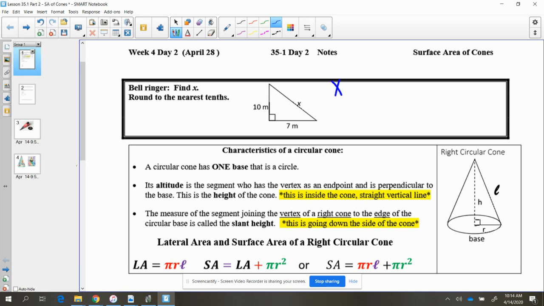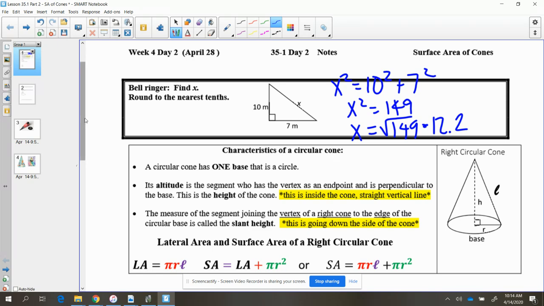Now hopefully you recognized with the bell ringer that you needed to use the Pythagorean theorem to solve for the missing hypotenuse. So after square rooting, you should have gotten about 12.2 as your answer.